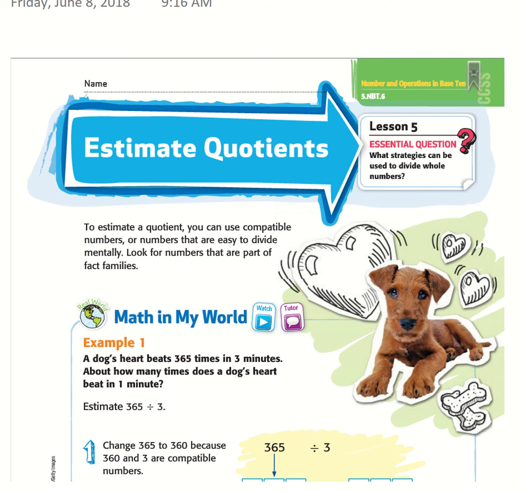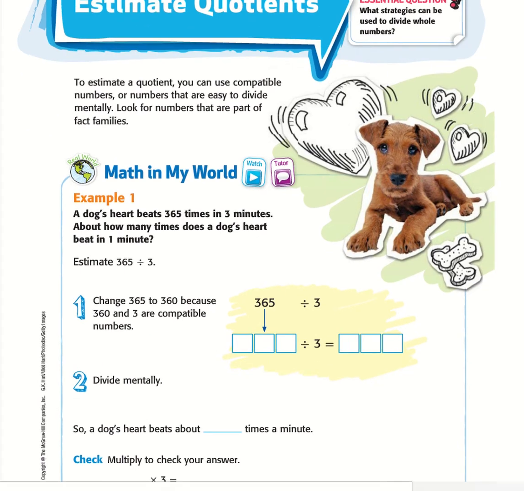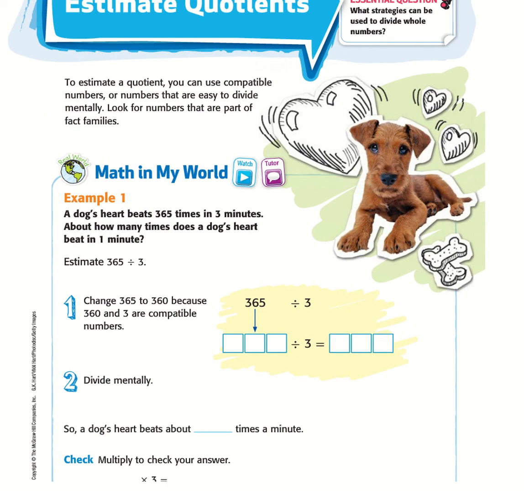We're on page 183, and this is Estimating Quotients. To estimate a quotient, you can use compatible numbers, or numbers that are easy to divide mentally. Look for numbers that are part of fact families.